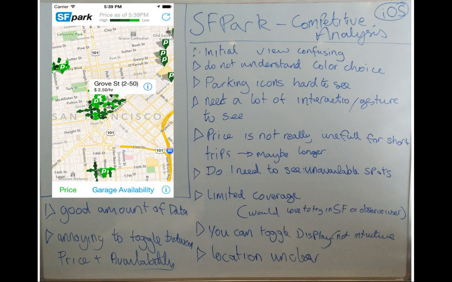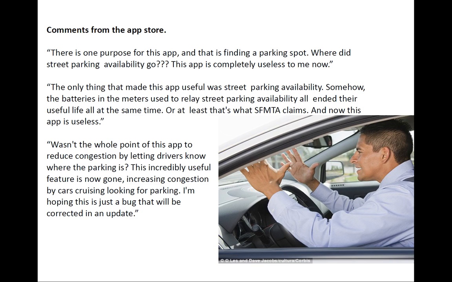There are a few of my points. Things are a little bit hard to see. Pricing was a bit confusing, etc. You can pause and go through it. I also looked at comments from the App Store. It gives an idea of preliminary user research, and gives me a bit of focus on where people have issues and what they want addressed.